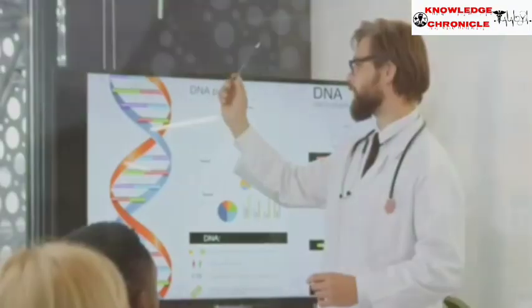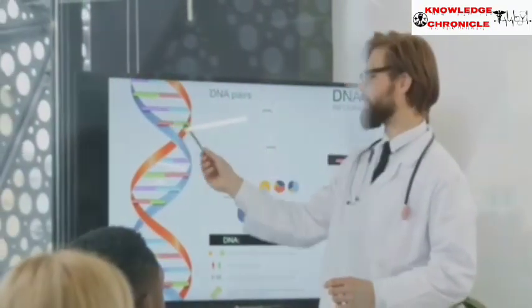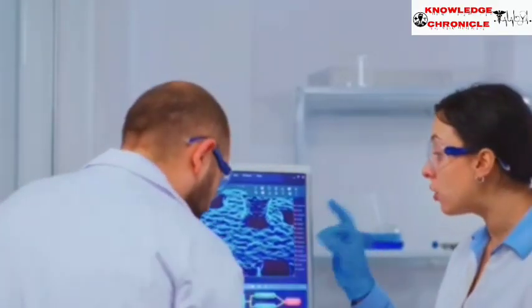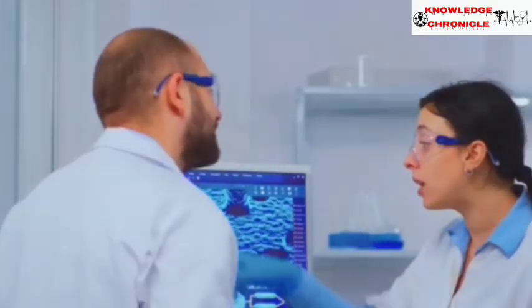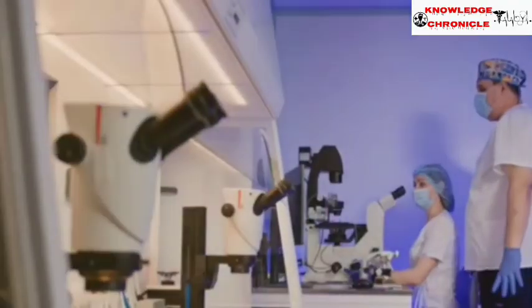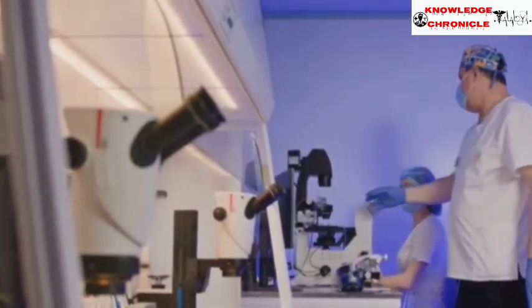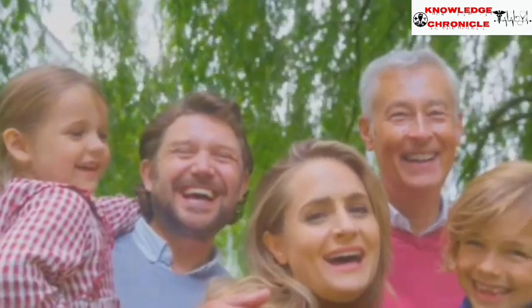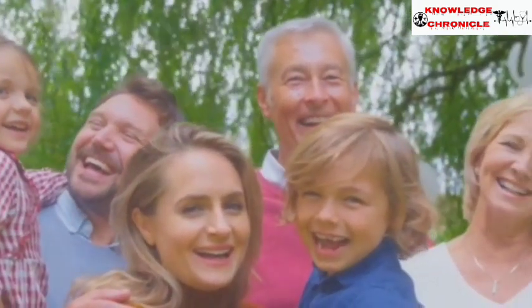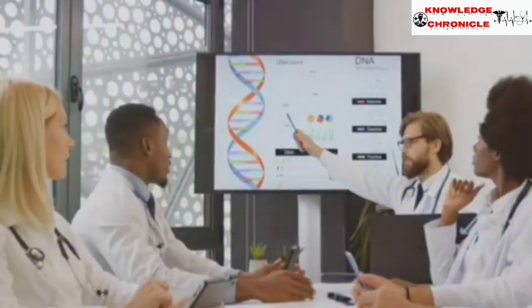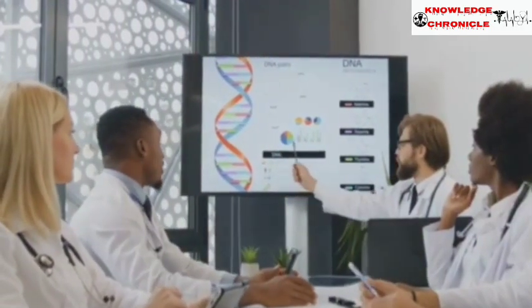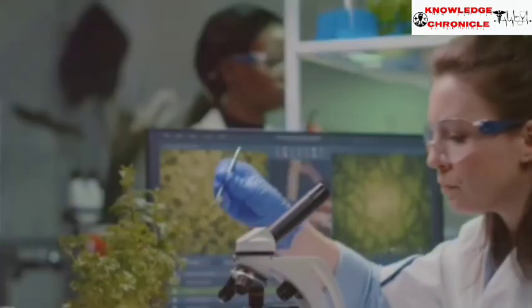That's called somatic editing, changes in body cells that affect only the treated person. There's an important split here. Somatic gene editing affects only the treated individual, while germline editing affects eggs, sperm, or embryos. So those changes are heritable and passed to future generations. And honestly, that's where the ethical red lines appear.